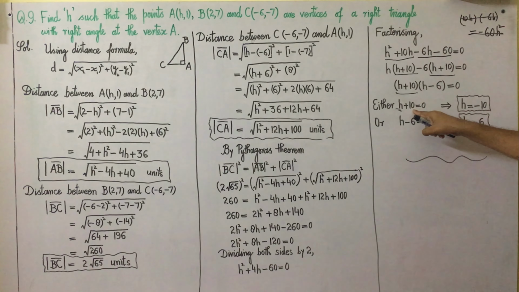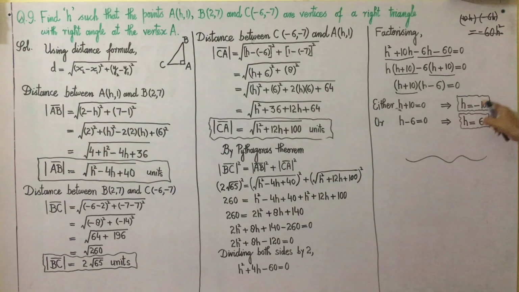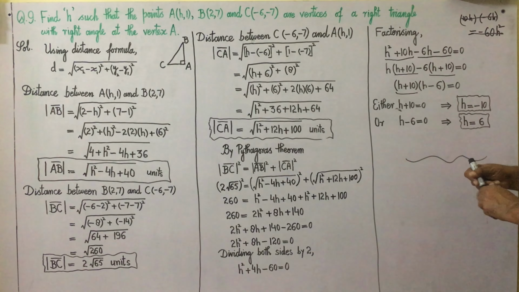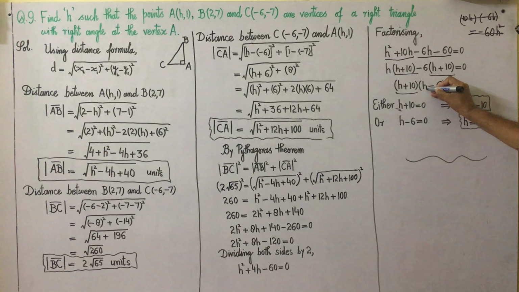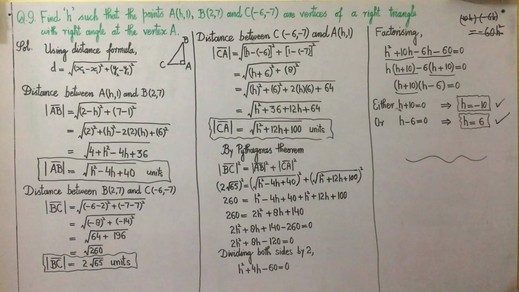So either h plus 10 is equal to 0, this implies that h is equal to minus 10, or h minus 6 is 0, this implies that h is equal to 6. So these are the two values of h.